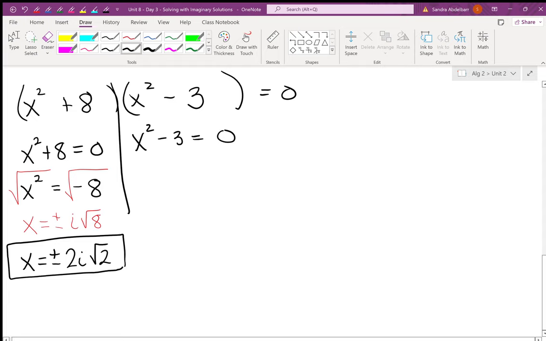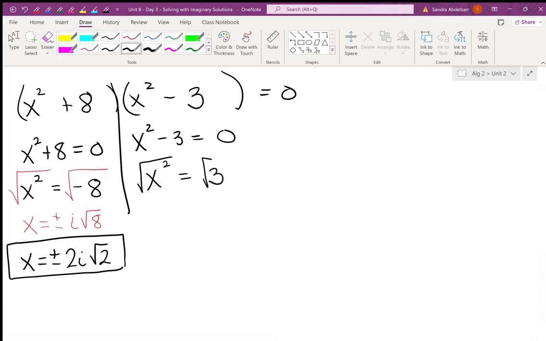All right, next one. We have x squared equals 3. Square root both sides. x will equal plus or minus the root of 3.